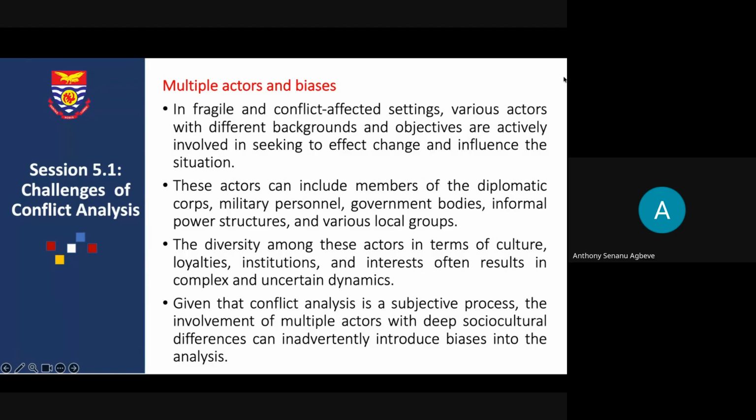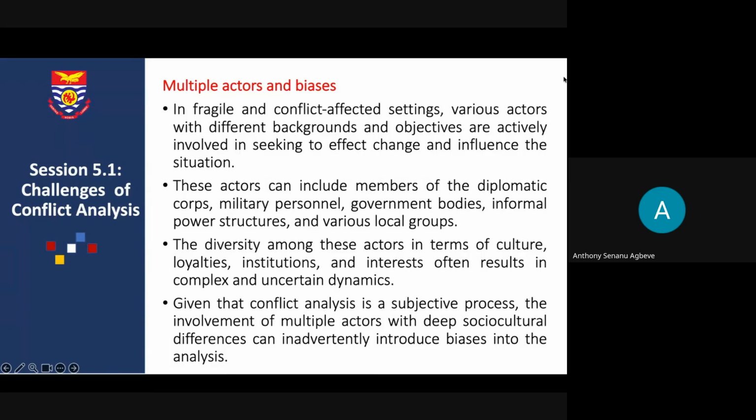And then also multiple actors and biases. If you are dealing with multiple individuals, and all these people come with their own biases, that can become challenging, because the credibility and reliability of the data you are getting can become a challenge. Even though sometimes it's good to talk to multiple actors. We are not saying it's not good. When you talk to different sets of people, it gives you diverse information. The information is not just coming from one person, it's coming from multiple people.